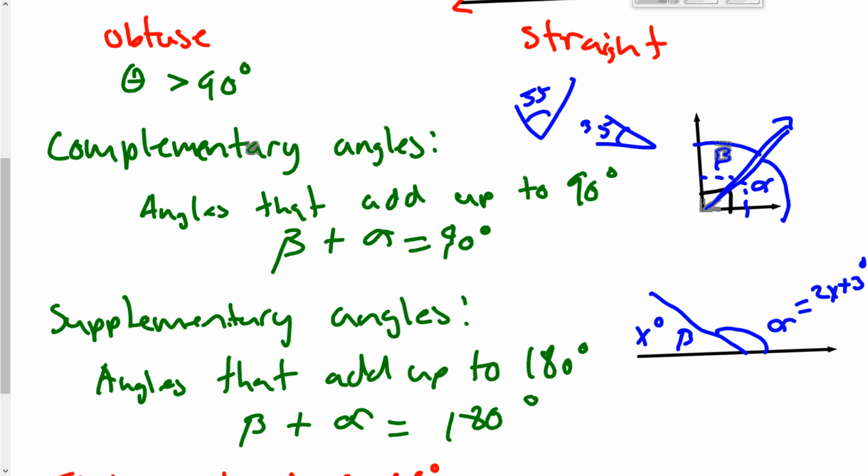The other type is supplementary. Supplementary angles add up to 180, and again, they could be two separate angles. They don't have to share a common ray or a vertex. They just have to be two angles that add up to 180. So this alpha and this beta would add up to a straight line.